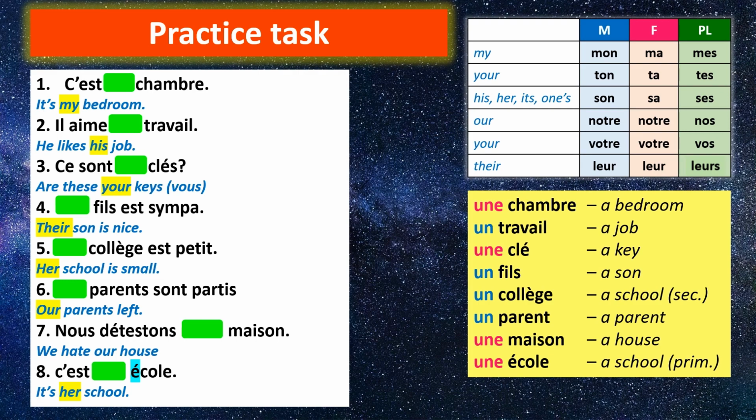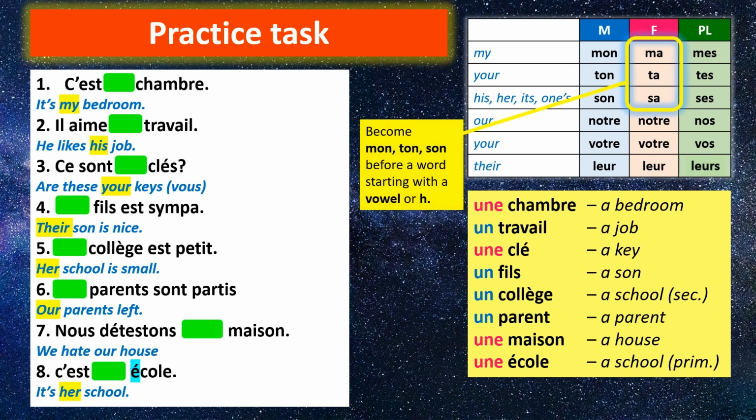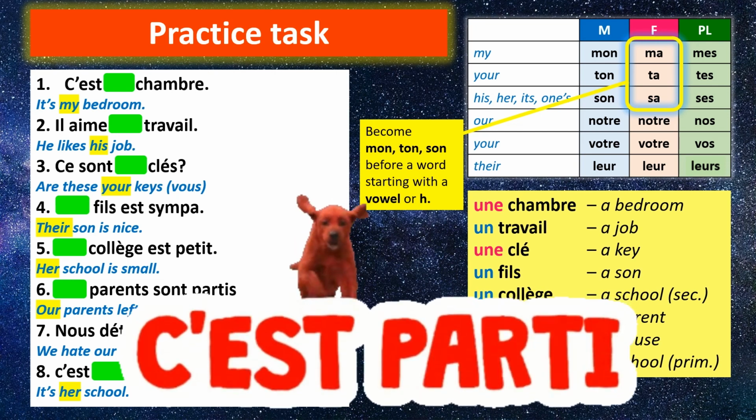Let's practice. We have our table with the possessive adjectives, and then we have a list of nouns, either with une for feminine words or un for masculine words. Also, we need to remember, if you didn't know already, that ma, ta and sa will become mon, ton and son before a vowel or an H. Even though the word might be feminine, it's because it's much easier to pronounce. So something to bear in mind. Other than that, you can pause the video now if you want to write down your answers, or you may want to do the activity with me as I go along. In any case, c'est parti.